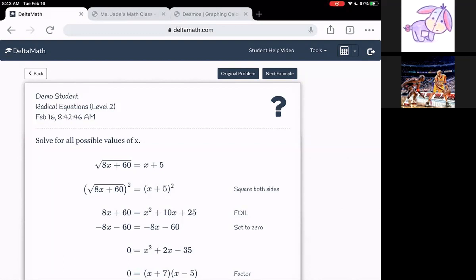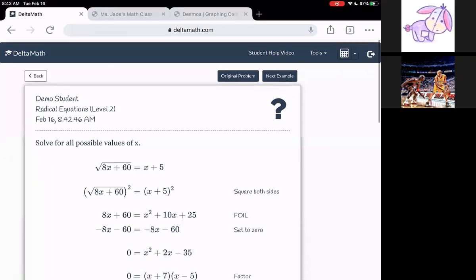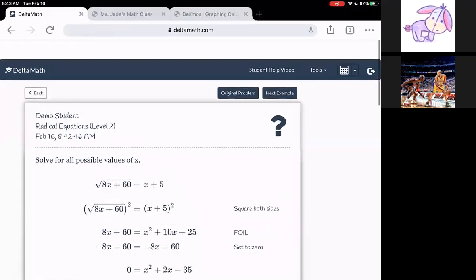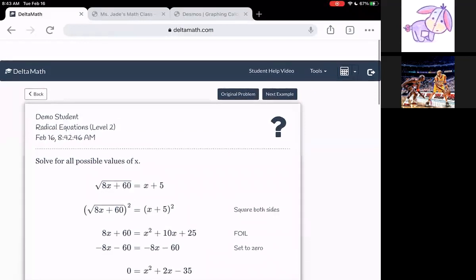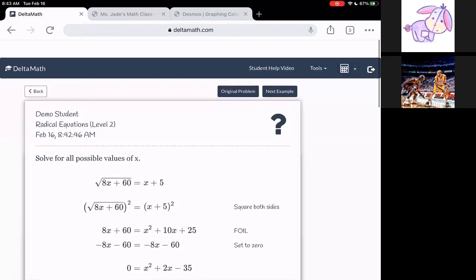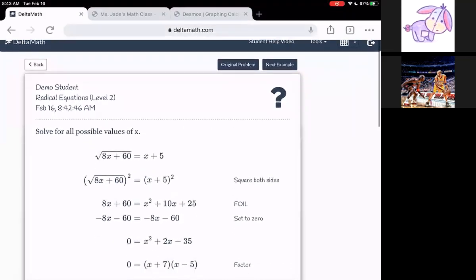So that brings us down to the bottom-ish. Over here, they set it equal to 0 by just bringing everything to one side. So it's the same steps we have been doing so far. They squared it, they FOILed it, they set it equal to 0. Nothing has changed yet. Once they set it equal to 0, they factor it, and they got x plus 7, x minus 5. So far, that seems to be working the same way. Are there any questions up till here?